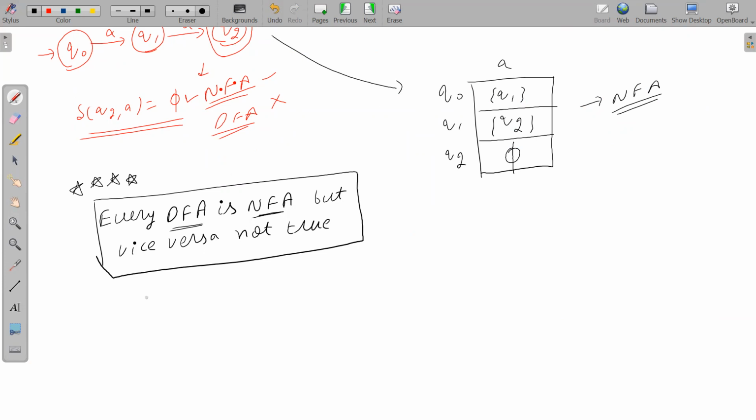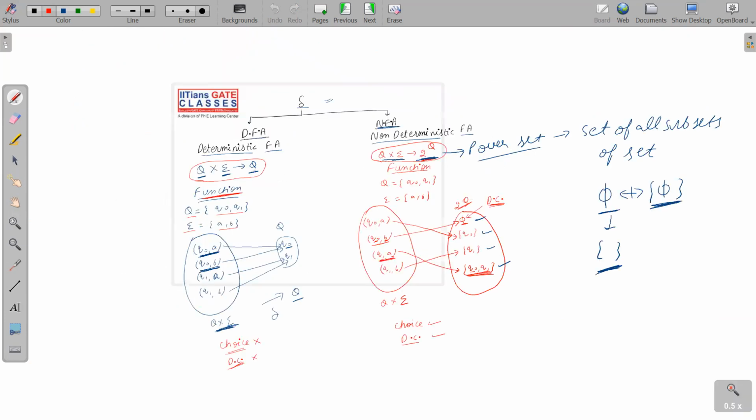We can think like this also. DFA is a special case of NFA. Can you tell me why this is true? This is true because in case of DFA we have a function from Q cross Sigma to Q, but in case of NFA we have a function from Q cross Sigma to 2 power Q.